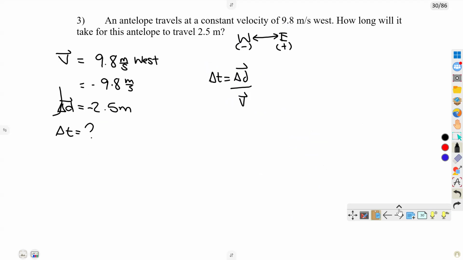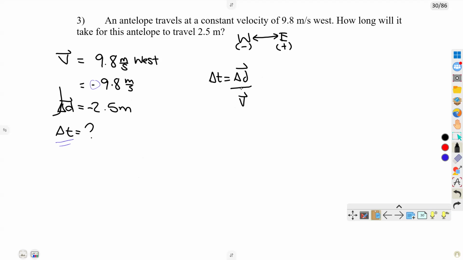Okay, last one I'm going to work with you, and then the other examples in your notes you can do at home, no problem. Here we're given an antelope. It's traveling at a constant velocity of 9.8 meters per second west. Again, that is going to be a negative sign there. How long will it take for this antelope to travel 2.5 meters to the west? So here, when it says how long will it take, that is our delta t. So this is what we're going to be looking for.